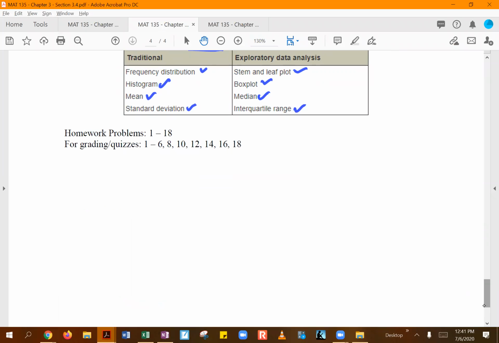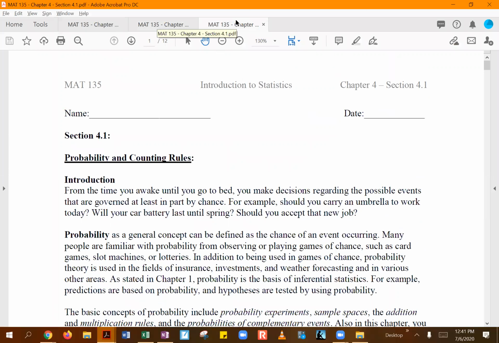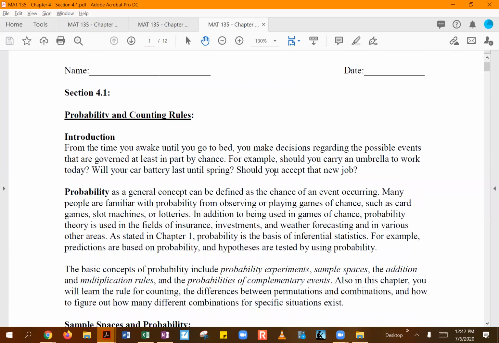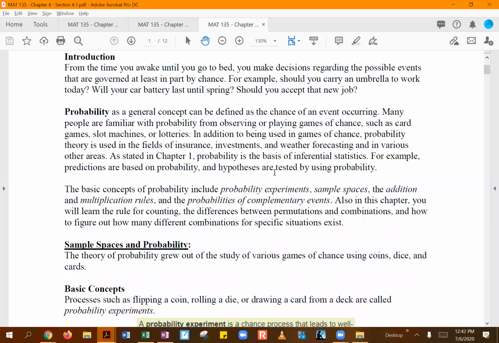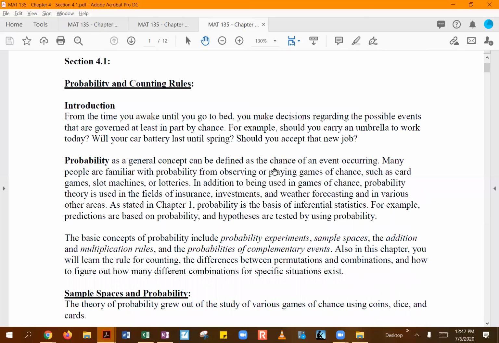Okay, so I guess that will then take us into section 4.1. So far we have actually been talking about descriptive statistics. Now we are getting into what we call inferential statistics. And this is where we start talking about probability now. So we're starting out with our probability and counting rules. They're talking about basically what kind of a chance an event has of happening.